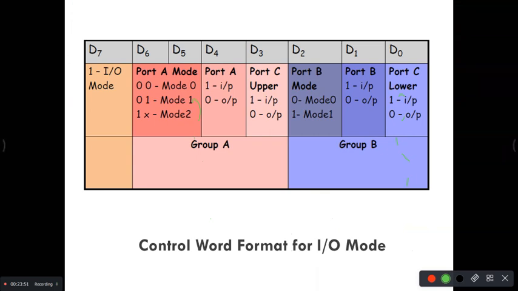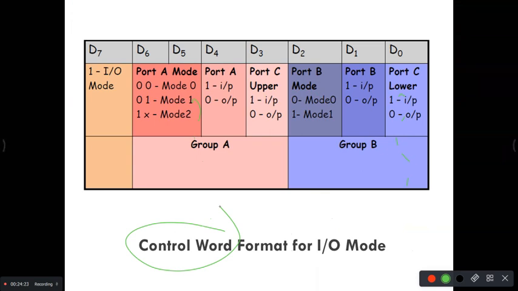Now, the question comes, what is this? This is where the control word comes in. I told you there's a control register inside the 8255. What is the purpose of that? It is not kept simply over there. It is going to hold 8-bit data. That 8-bit data is nothing but your control word. This is the control word format.